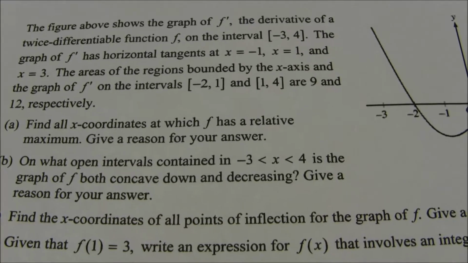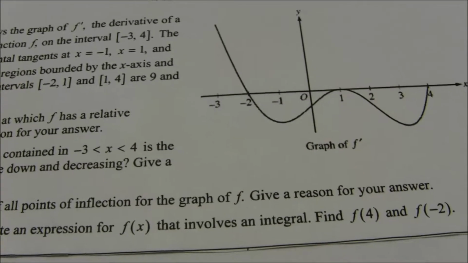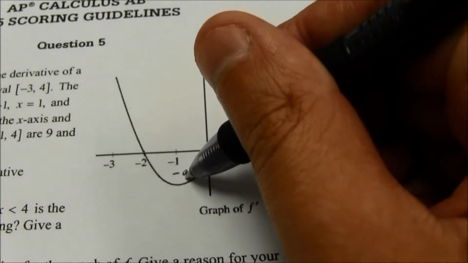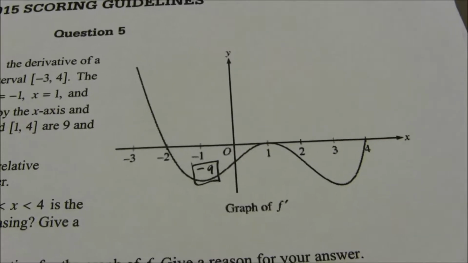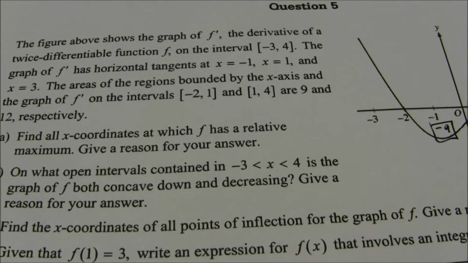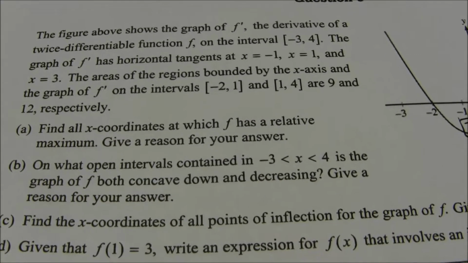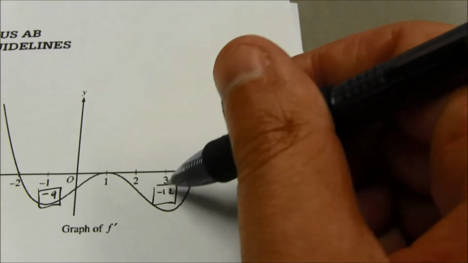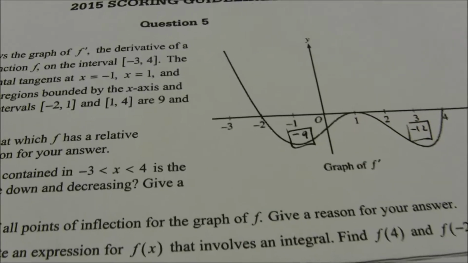I think I'm going to go ahead and mark those in right now. Between -2 and 1, that region has an area of 9. Notice it's in a negative region here, so I'm going to mark that as -9. And the interval from 1 to 4, they say that that area is 12. Again, it's a negative region, so I'm going to write a -12 in there.